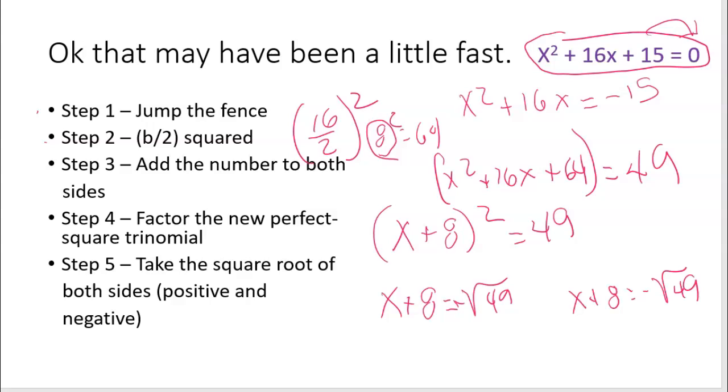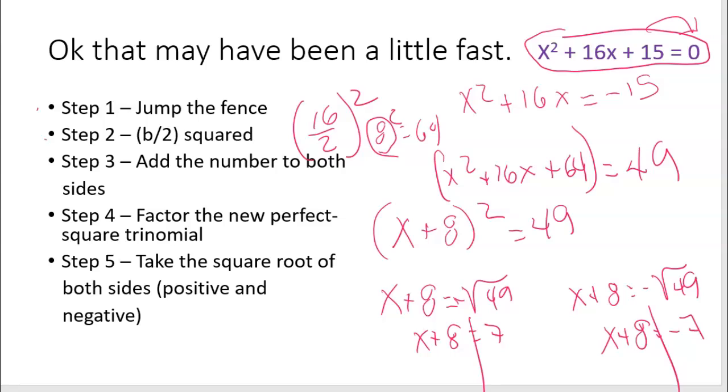So this is going to be 7, correct? X plus 8 equals 7. X plus 8 equals negative 7. Minus 8, minus 8. X is negative 1. X is negative 15. That makes sense?